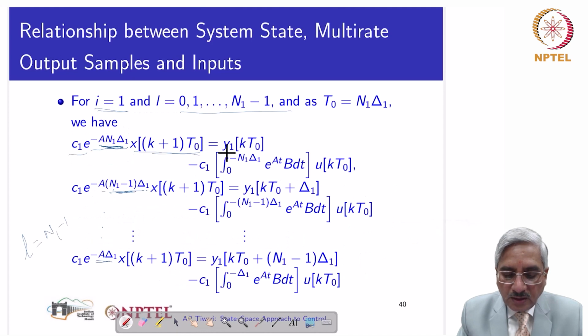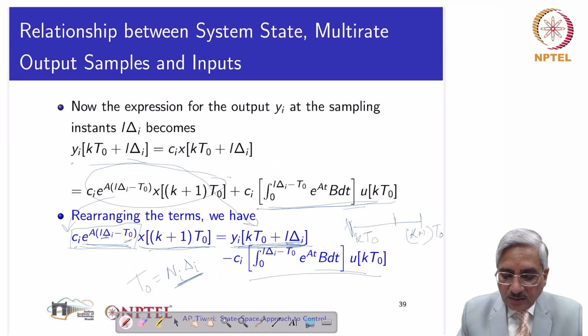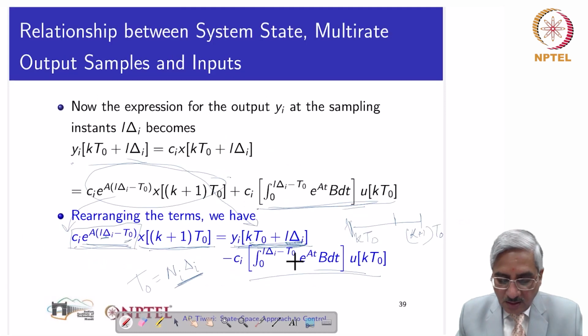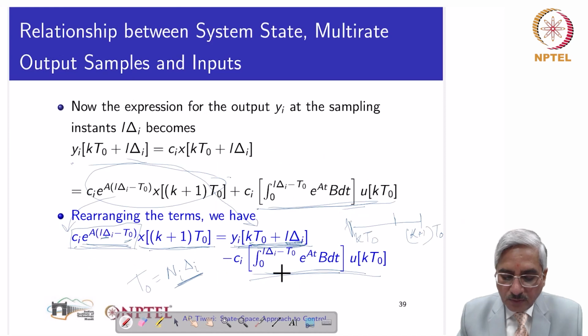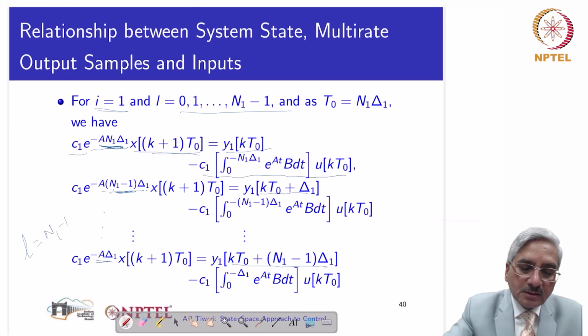So this will give Y k T0. How? Because at L equal to 0, this delta 1 will not be there, so it will be kT0. For L equal to 1, it will be kT0 plus delta 1, and so on. The last one will be kT0 plus N1 minus 1 delta 1. Similarly, this term. We have to go on substituting different values of L and so we get this one.